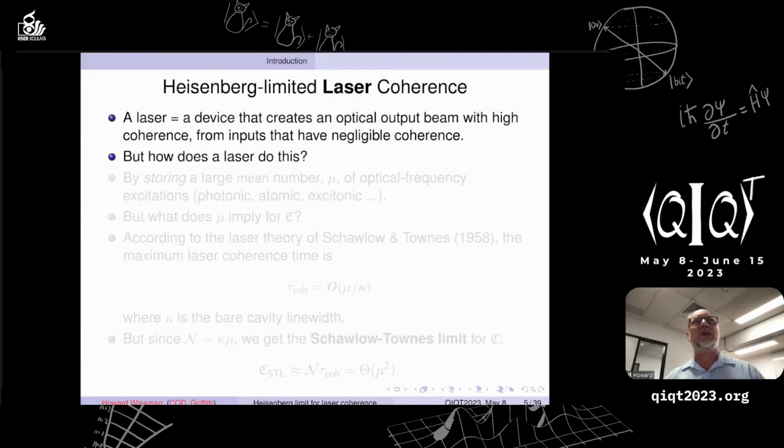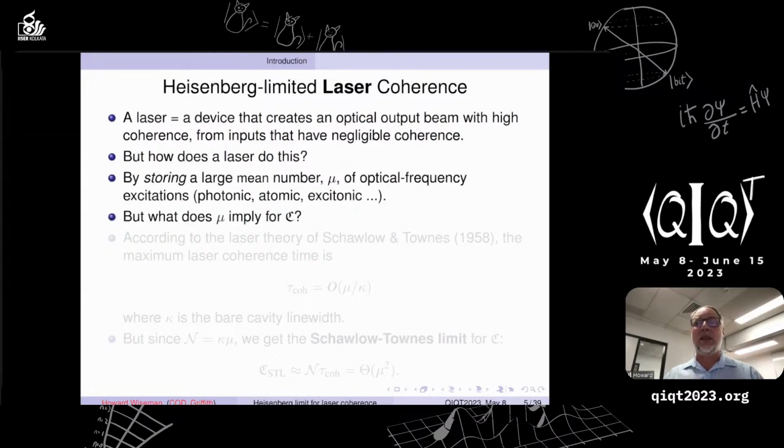And so the question comes up: how does a laser do this? How does it take low coherence and create high coherence? Well, one thing it has to do is store a large mean number of excitations at the frequency of the beam that it's producing. They don't have to be photons. They could be photons, but these excitations could be stored as atomic excitations or excitonic excitations. Whatever the way, you have to have a large number of excitations stored inside the laser.